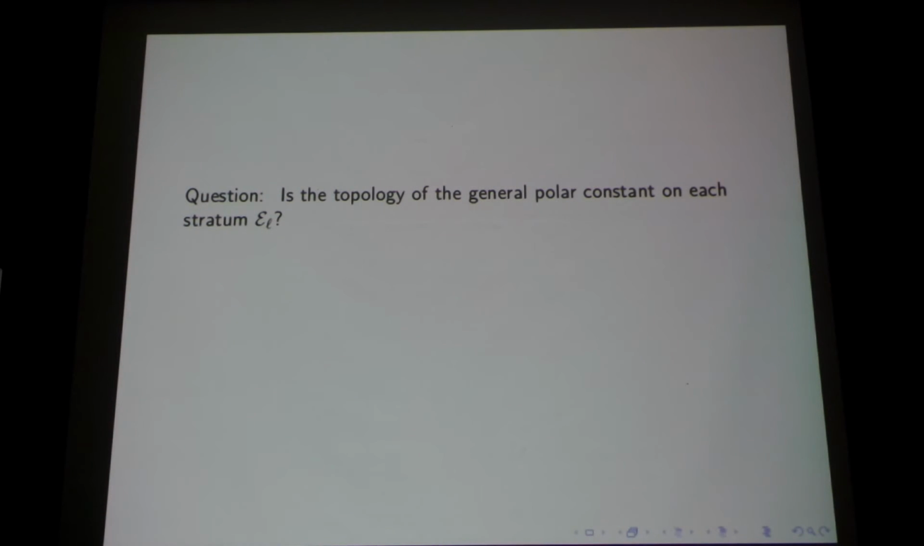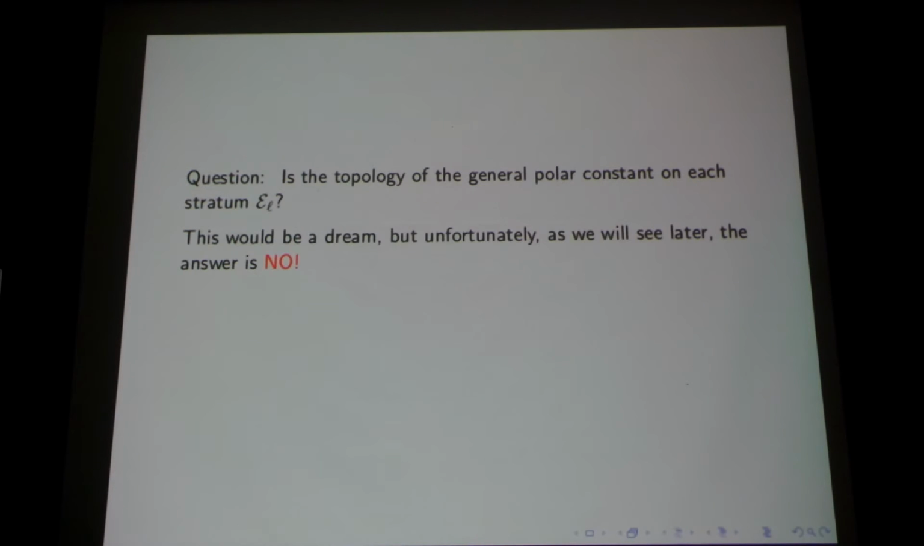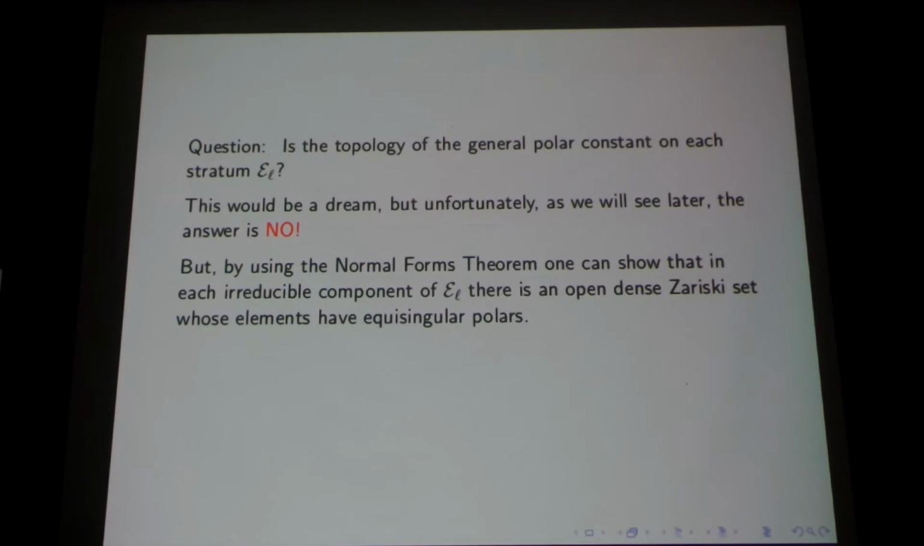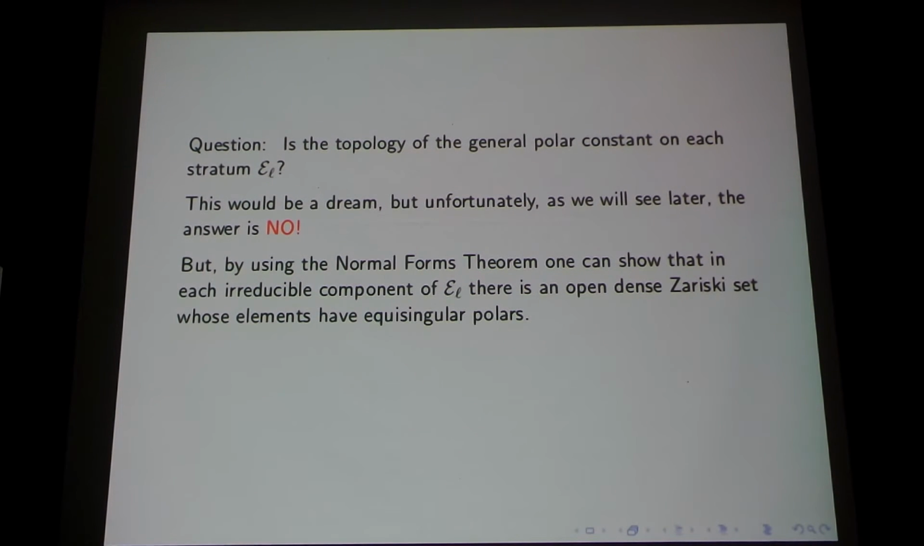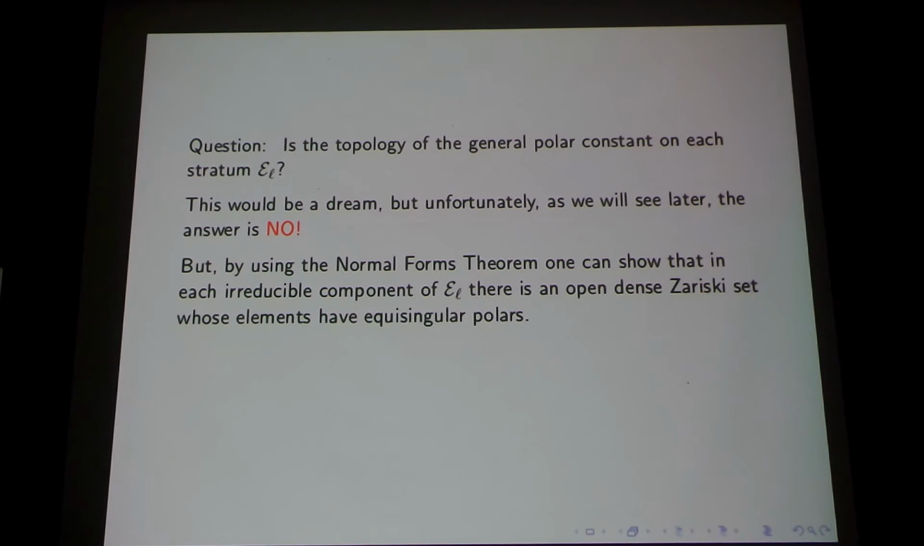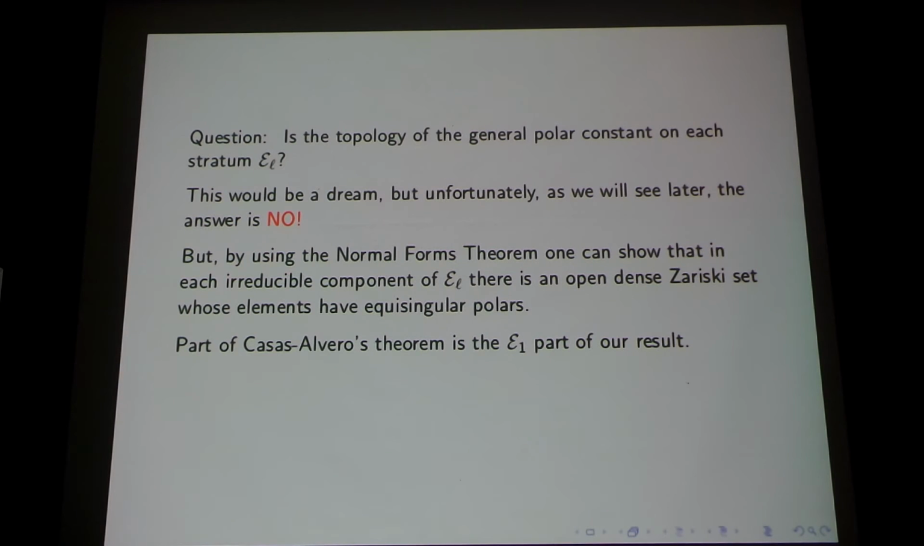The question is the topology of the general polar constant in each stratum E_L. This is a natural question to ask, but this would be a dream. Unfortunately, as we will see later, the answer is no. If this was so, the problem was solved. But by using a dense Zariski set, whose elements have equisingular polars, this is very easy to get using the Ramanujam theorem, the constant part of Casas-Alvero's theorem, which says that generally the topology of the polar is constant, is the E_1 part of the result.